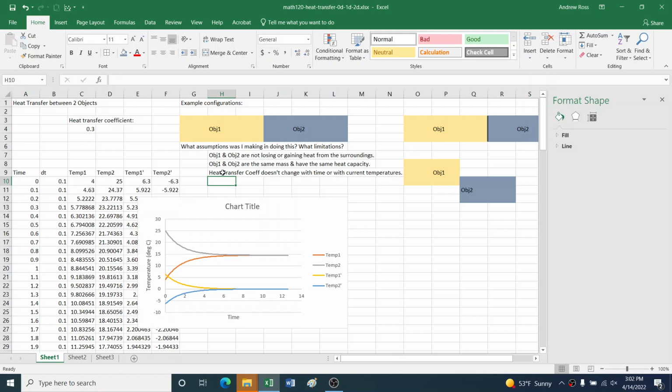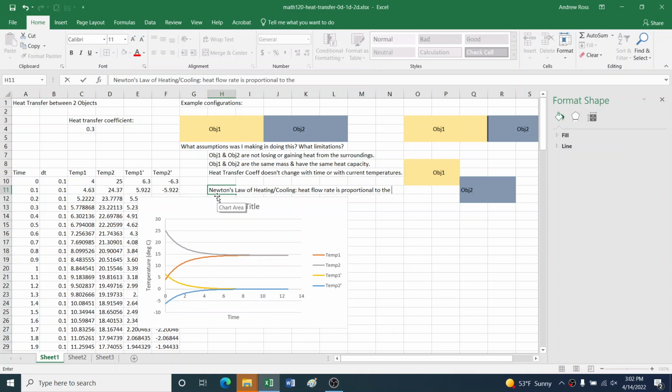The idea that the rate of change of temperature is proportional to the difference between the two objects, that's called Newton's law of heating or cooling. The rate of change of temperature, or actually you could say the heat flow rate, is proportional to the difference in temperatures. So that's heat transfer between two objects, and then in other videos we'll do more complicated things.